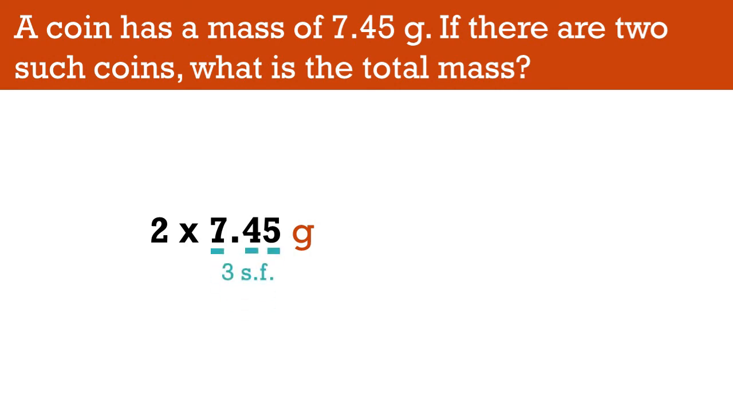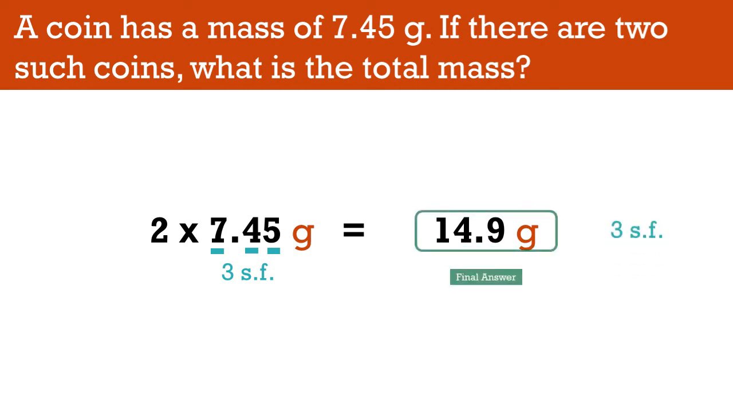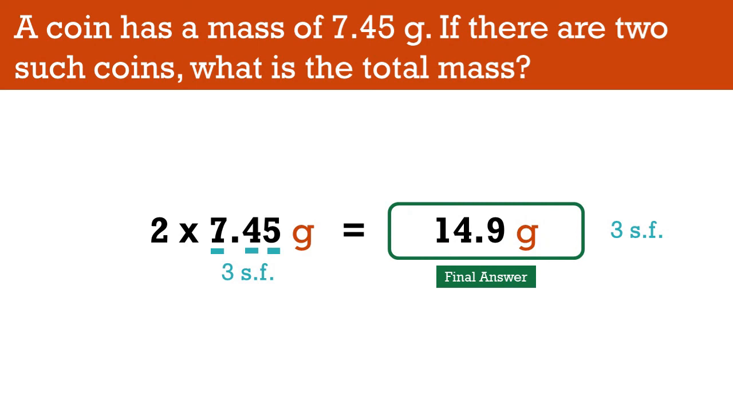There are 3 significant figures in 7.45 grams. Thus, our final answer must also have 3 significant figures. 2 times 7.45 grams is equal to 14.9 grams. As you can see, the answer has already 3 significant figures. Therefore, this is the final answer. So that's the rule for significant figures when multiplying or dividing numbers.